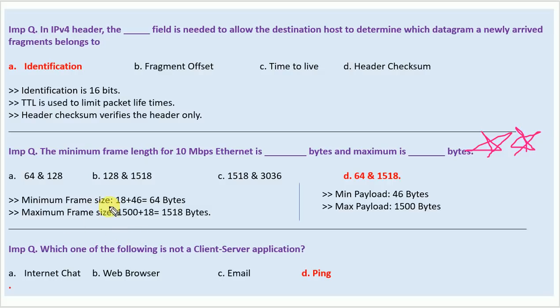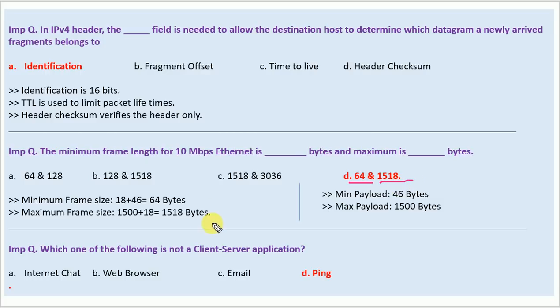Okay. So the minimum frame size is 18 plus 46, which is 64 bytes, and the maximum frame size is 1500 plus 18, which is 1518 bytes. So the correct answer is 64 and 1518. 64 is the minimum size and the maximum size is 1518.